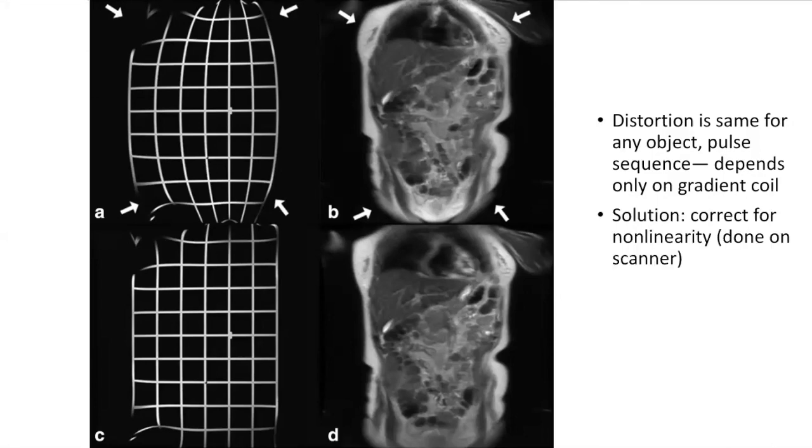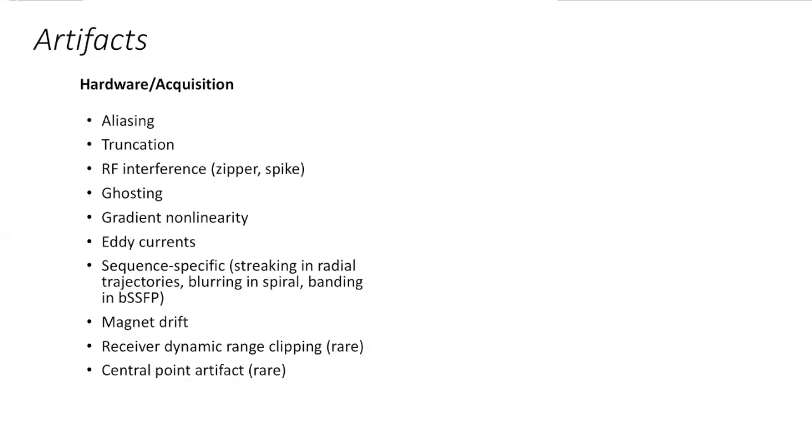And the solution is as simple as it sounds: correct for the nonlinearity. But that's also typically done for you on the scanner. The vendors know what gradient coil is in there, so they'll do the nonlinear correction for you. And if you do the correction, you certainly get a better image than without it. So again, just something to keep in mind, but this is also done for you by the vendor.